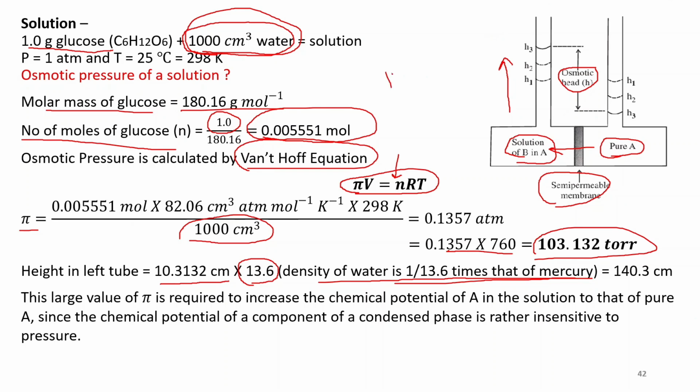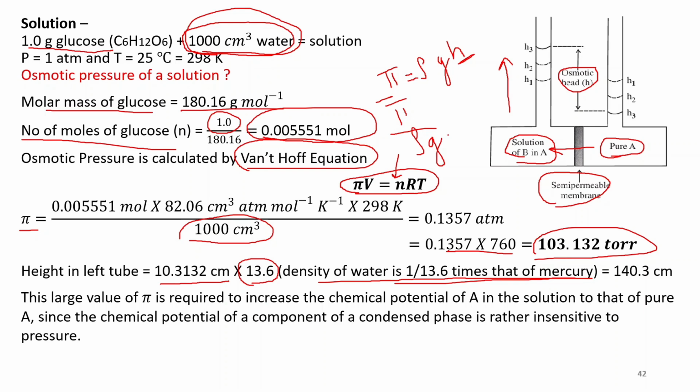So we can write pi equals, we calculated already the osmotic pressure. Now we need to understand how height is calculated. So pi is equal to rho gh. We need to calculate h; the pi we know, 103.132, so we can divide pi by rho g to get the height. Rho is the density, and g is 10, which is the gravitational acceleration.